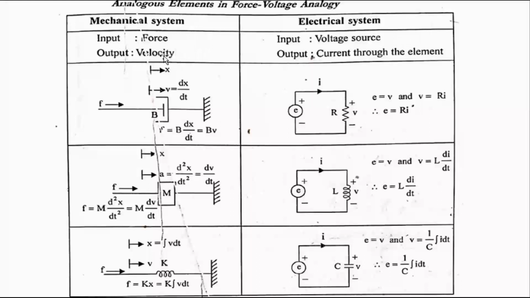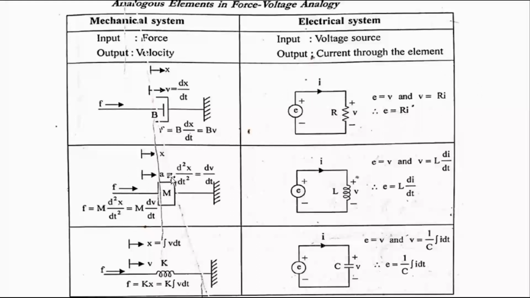Then here the output is velocity in the mechanical system, but in the electrical system, the output is the current flowing through the element. Now the damper element. For the damper element, the opposite force is equal to B into dx divided by dt. Dx divided by dt is called velocity. That is, applied force is equal to B into V, where V is velocity. Compare this equation with the voltage across the resistance, that is E is equal to Ri. Here instead of B, in the electrical system, R is present. Here velocity, here the current is present.